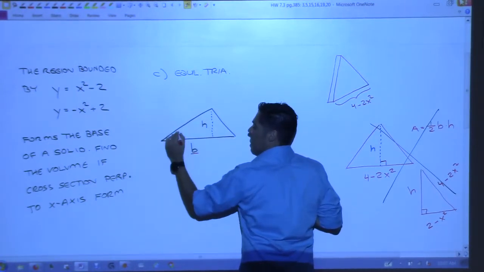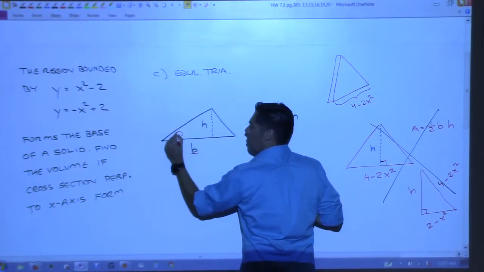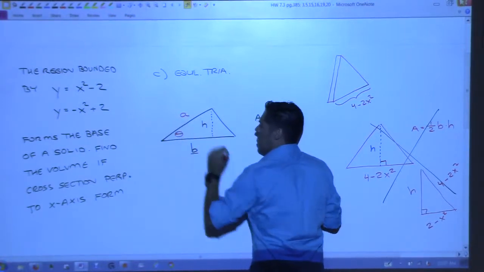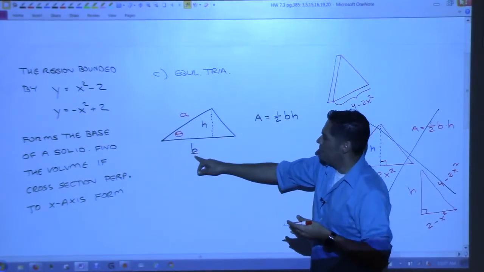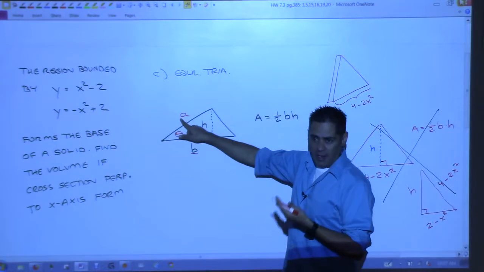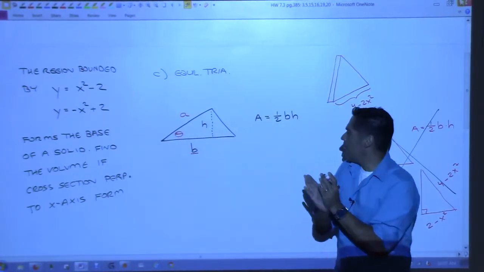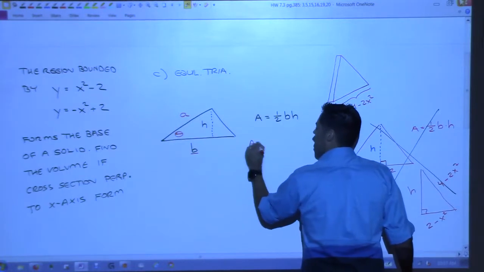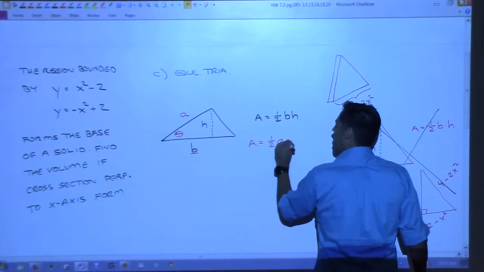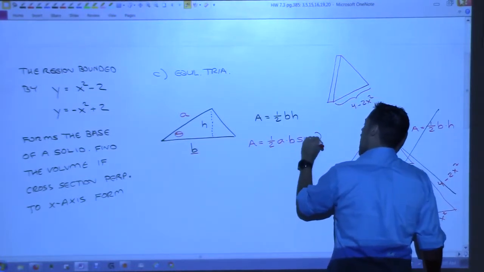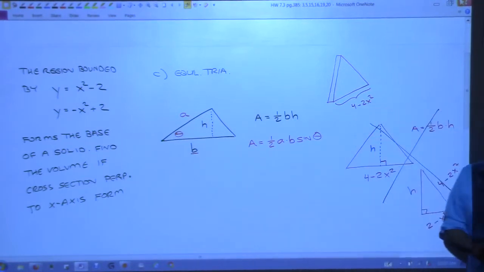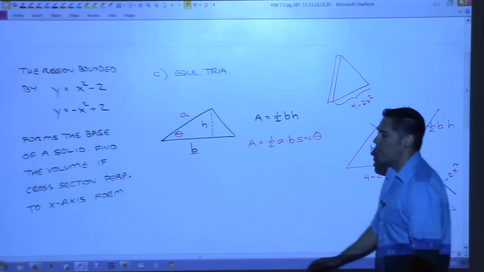So AB sine theta, the way it works is this. If you know the angle, let's say you have a side, we'll call it B, but you also have another side, A, and you have the angle between those sides, theta. Then we have a new formula. The formula is 1/2 a times b sine of the angle. That's an alternative formula that we can create in pre-cal.